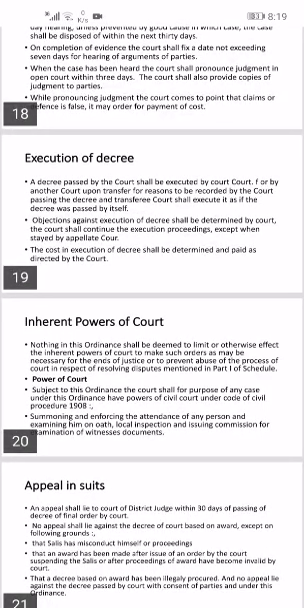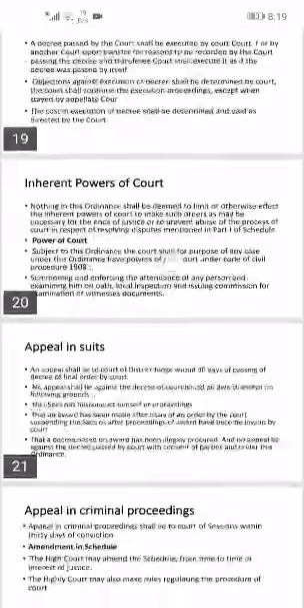Execution of decree. A decree passed by the court shall be executed by that court or by another court upon transfer for reasons to be recorded by the court passing the decree, and the transferee court shall execute it as if the decree was passed by itself. Objection against the execution of decree shall be determined by court. The court shall continue the execution proceeding except when stayed by appellate court. The cost in execution of decree shall be determined and paid as directed by the court.